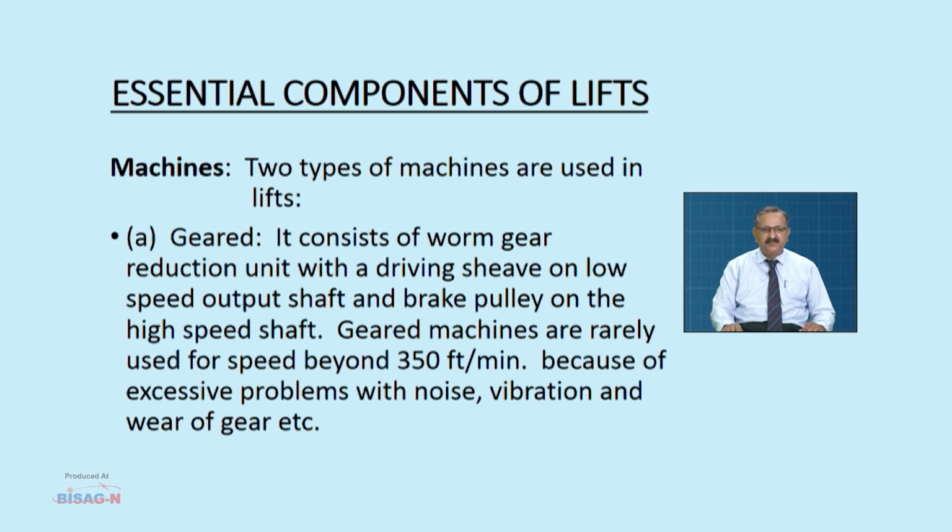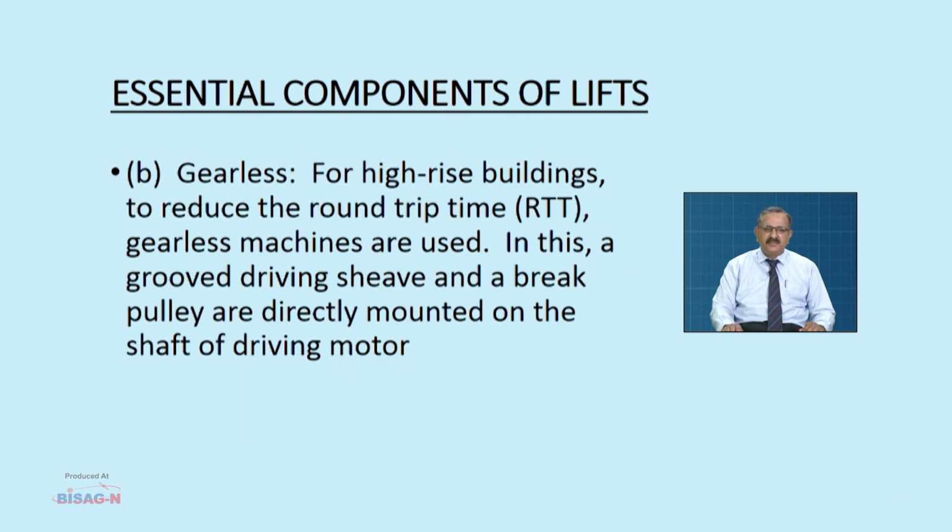Now we will see essential components of lifts. Number one, machine. Two types of machines are used in lifts. Number one is geared. It consists of worm gear reduction unit with a driving sheave on low speed output shaft and brake pulley on the high speed shaft. Geared machines are rarely used for speed beyond 350 feet per minute because of excessive problems with noise, vibration and wear of gear, etc. Next one is gearless machines. For high-rise buildings, to reduce the round trip time (RTT), gearless machines are used. In this, a grooved driving sheave and a brake pulley are directly mounted on the shaft of driving motor.